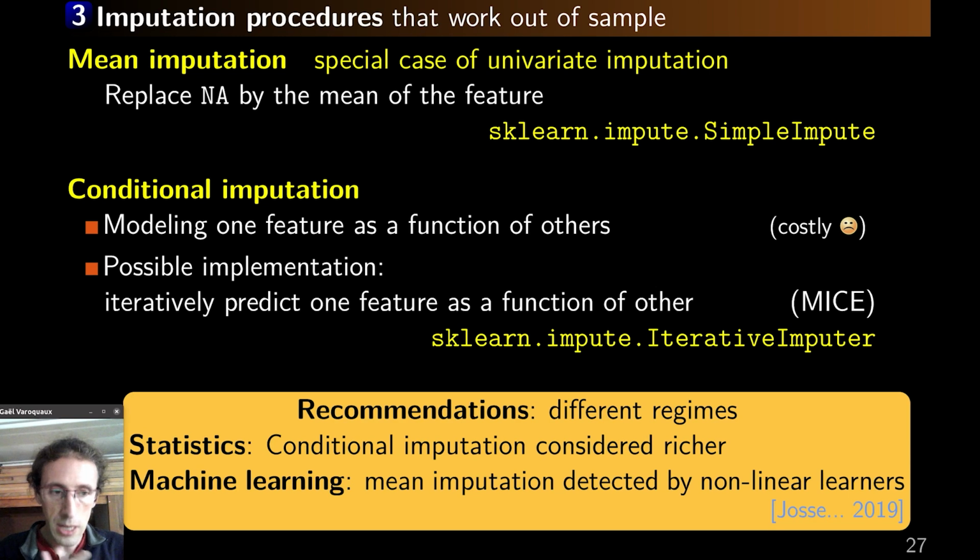So, we did a bit of theory. We looked at this problem from a theoretical standpoint, in the paper by Julie Josse et al., and we found that there are basically different regimes. In statistics, typically you prefer the conditional imputation because it's richer. However, in machine learning, we showed that mean imputation is typically sufficient if you use a powerful nonlinear learner, because the nonlinear learner will basically detect the irregularities like the line that I showed you before and will predict very well from these.